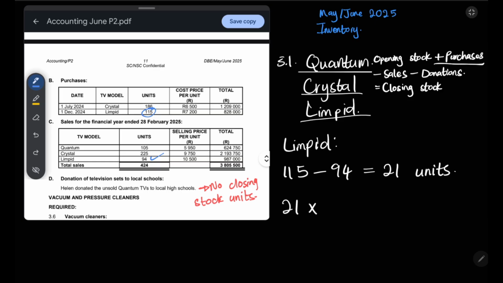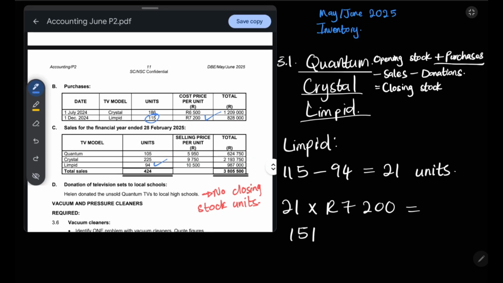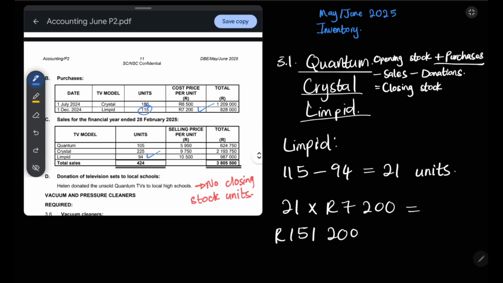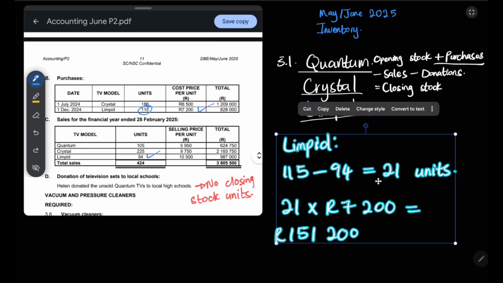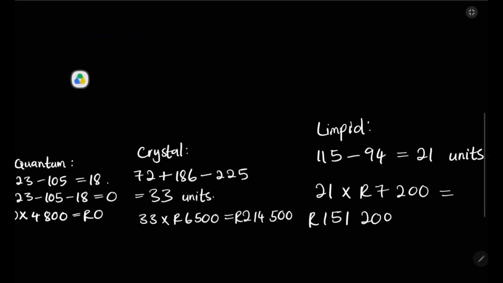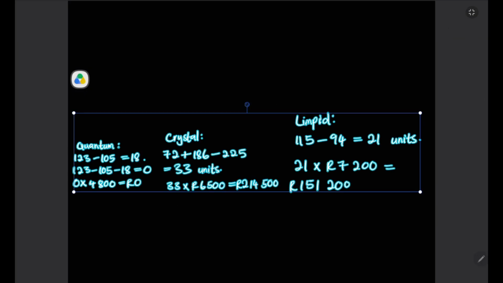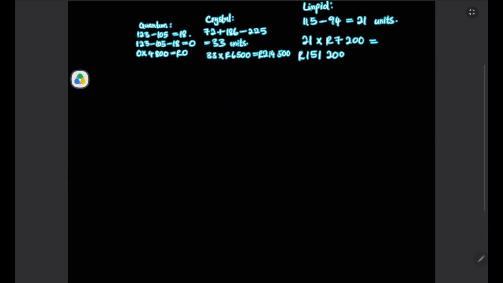You guys know the formula. If you say 21 times your cost price per unit for Limpid TVs, it's 7,200. So 21 times 7,200 should give you 151,200. This is the value of your closing stock. So we're done with Limpid TVs. Let me just minimize this so that it's easy to read.